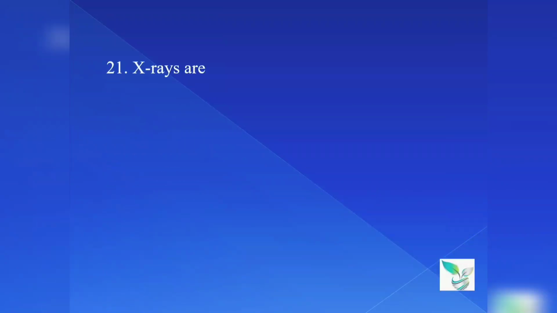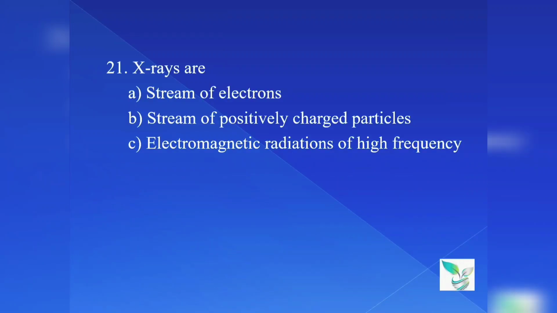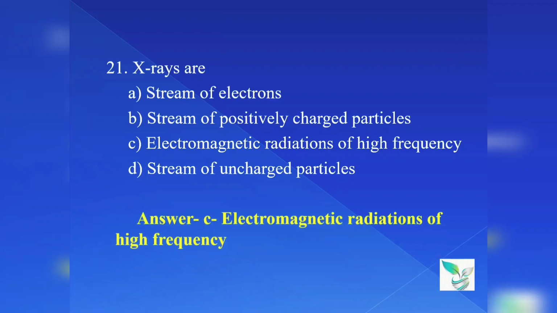Moving on to the 21st question. X-rays are option A, stream of electrons, option B, stream of positively charged particles, option C, electromagnetic radiation of high frequency, and option D, stream of uncharged particles. The answer is option C, electromagnetic radiation of high frequency.